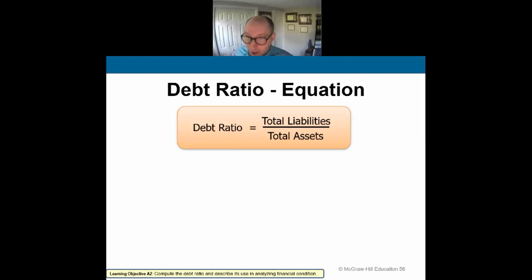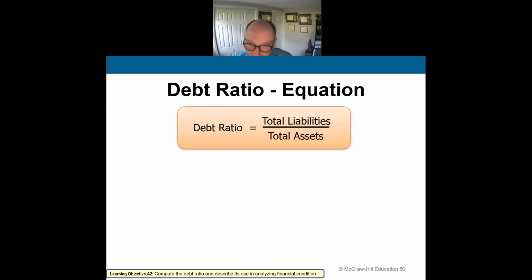So as we are analyzing financial statements, it's important to compute ratios. Ratios are very important because they tell us, as potential investors or as managers or owners, what's going on within our company. What is the financial health of our company? That's why it's important to do ratios. This one's very simple. It's called a debt ratio. We take total liabilities divided by total assets. As you know, both are found on your balance sheet.